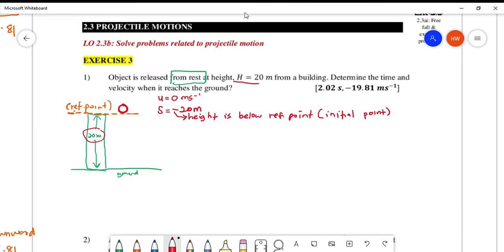Alright, so sekarang kita dah settle untuk S, kita nak cari T. What else do we know? Apa lagi yang kita tahu tapi dia tak tulis dalam soalan?